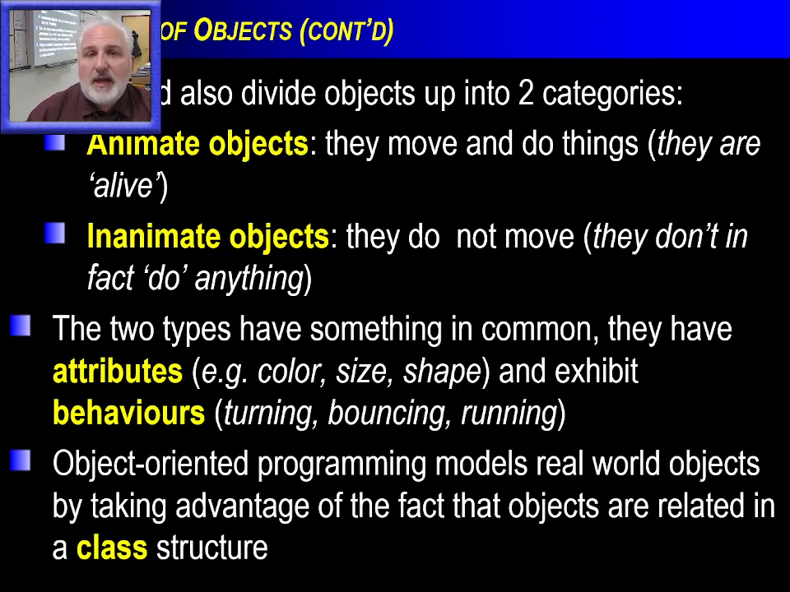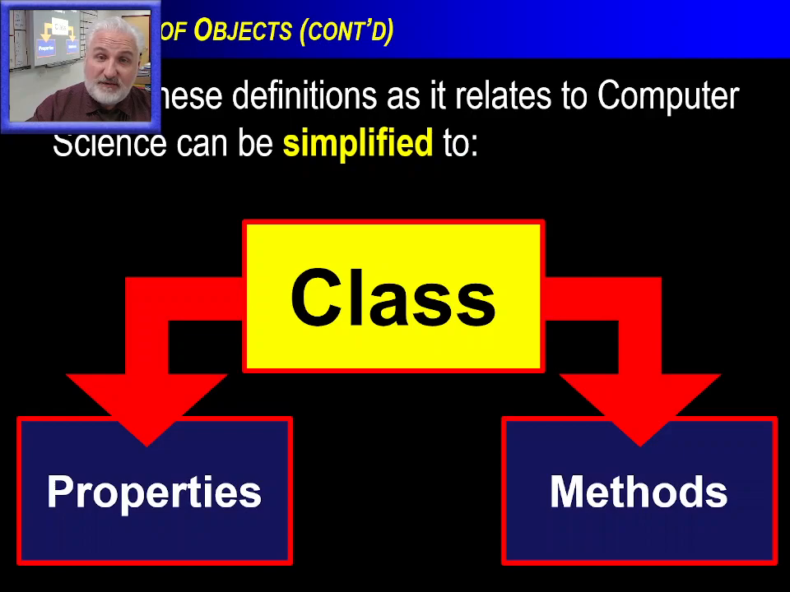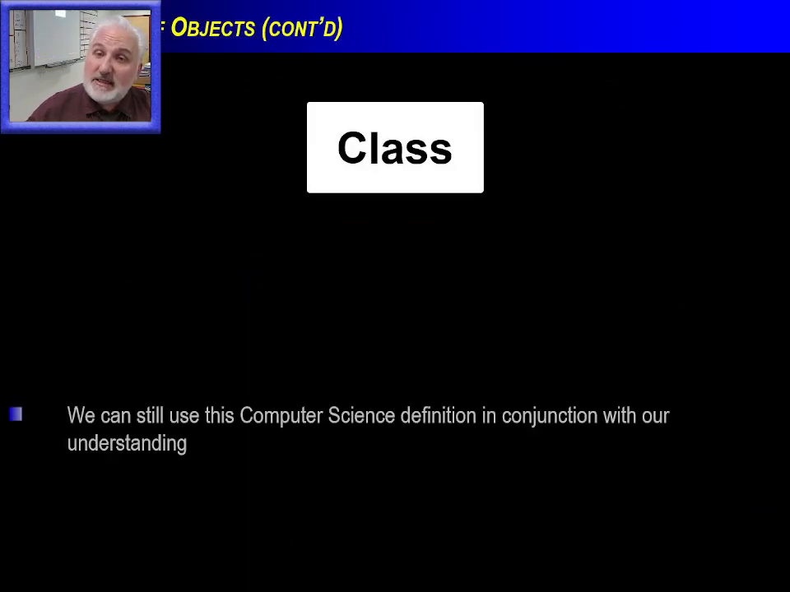Okay, so we're creating a class structure. Very simply put, I like to define it as a class is a collection of properties and a collection of methods. So that's at the most macro level. A class is a collection of properties and methods. Let's dig deeper into that.